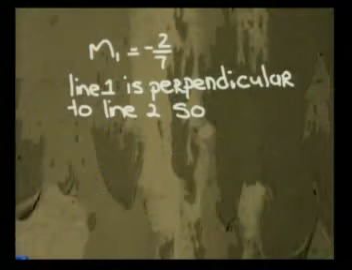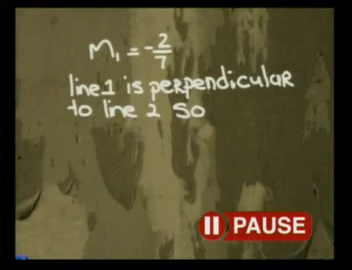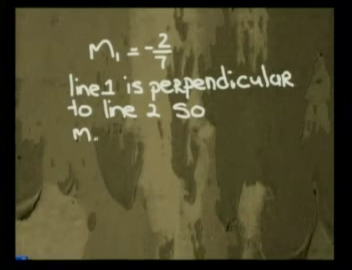I don't really see it. Can you show me again? Sure. Let's do one more. If line 1 has a gradient of -2 over 7 and line 2 is perpendicular to line 1, what is the gradient of line 2?